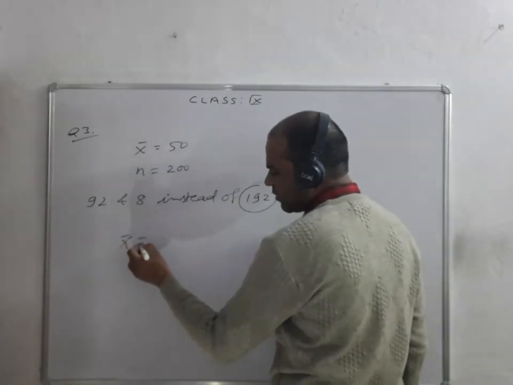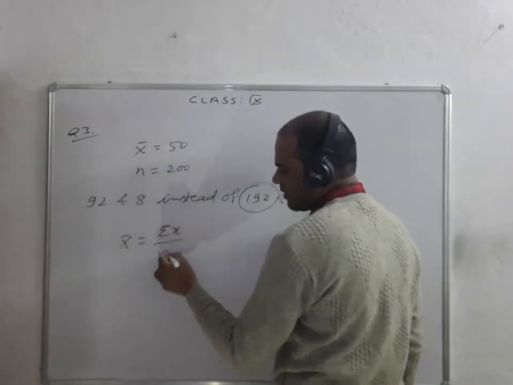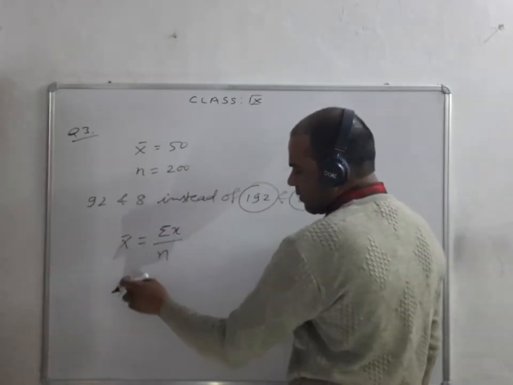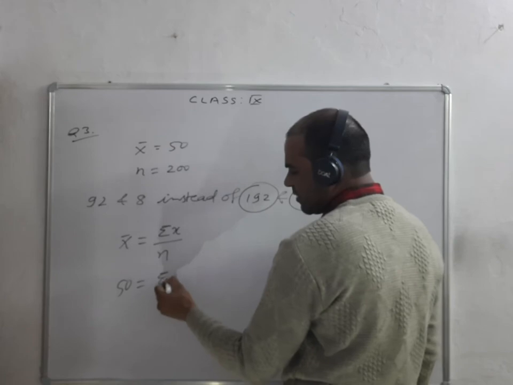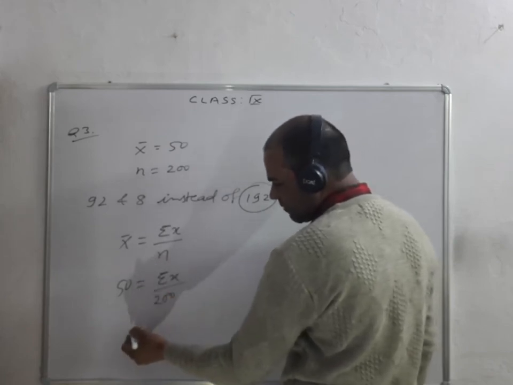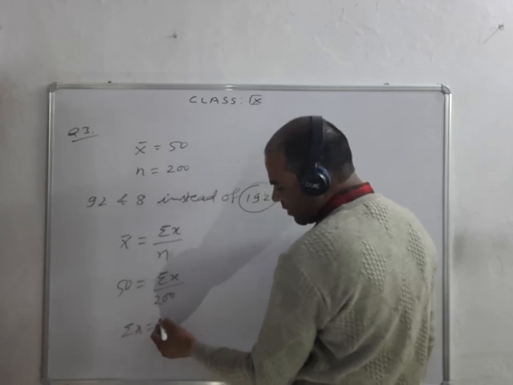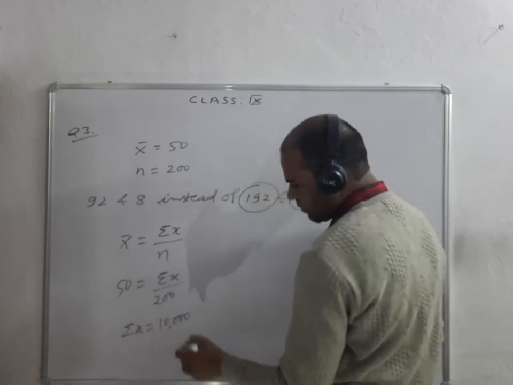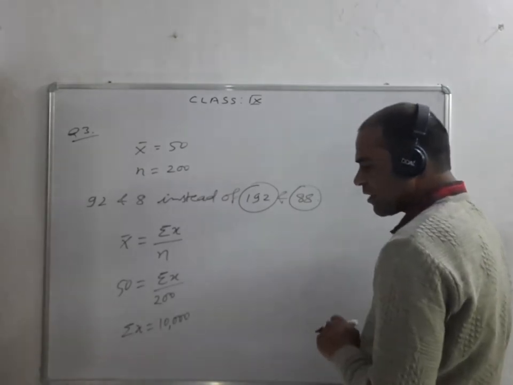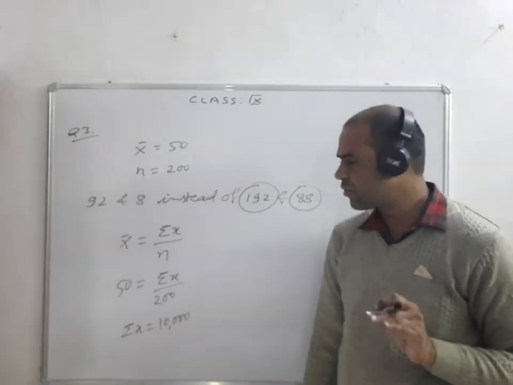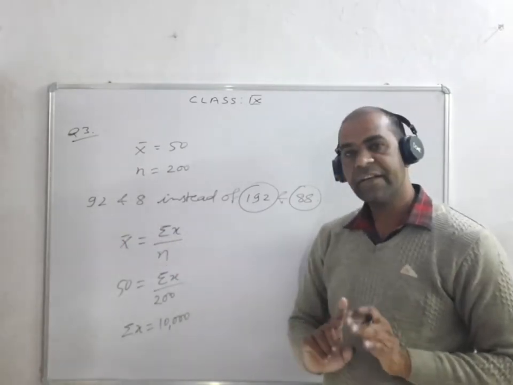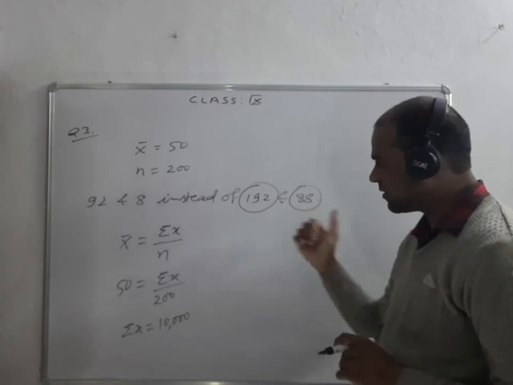So x bar equals sigma x upon n. X bar is 50, and sigma x is the sum of observations, n is 200, multiplied by this. So the sum of observations is 10,000. 200 into 50 is 10,000. Here the 10,000 is the wrong calculation. In this 10,000, 92 and 8 are added, but we should not be adding these.